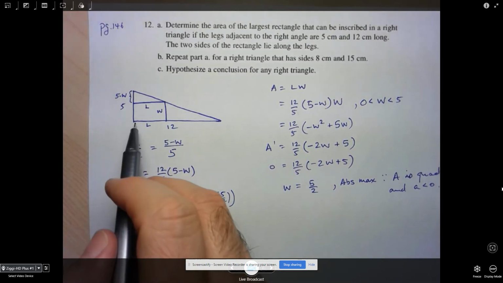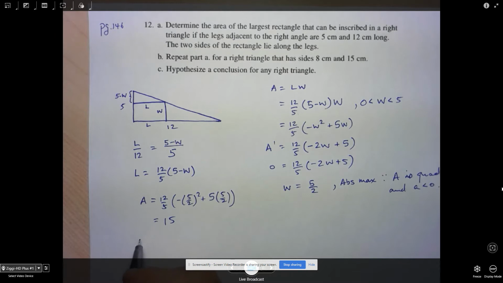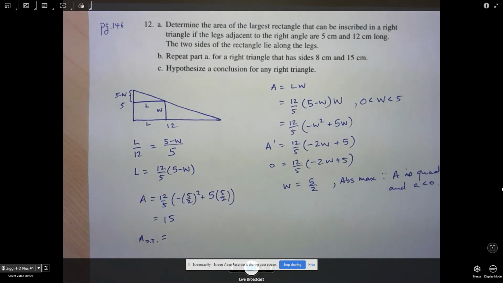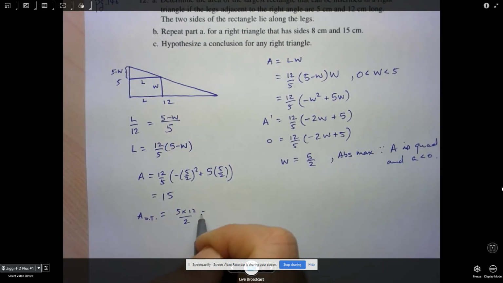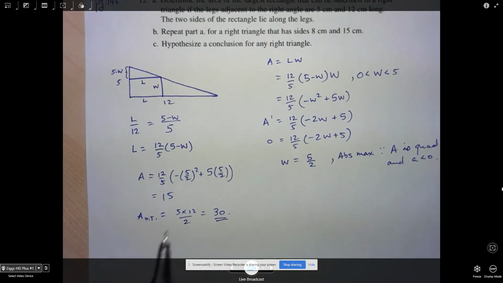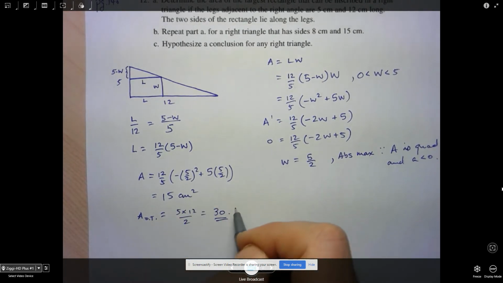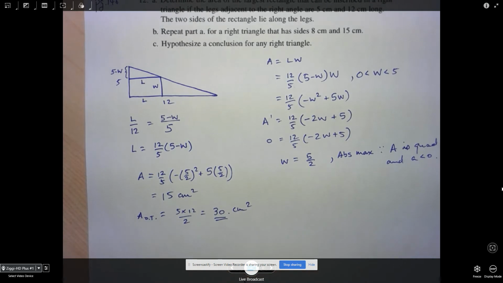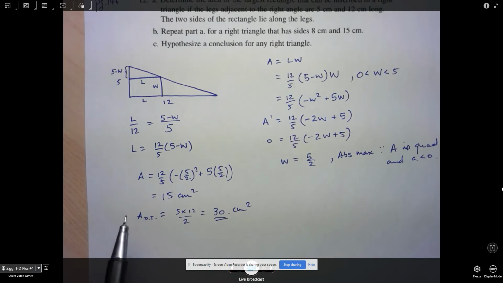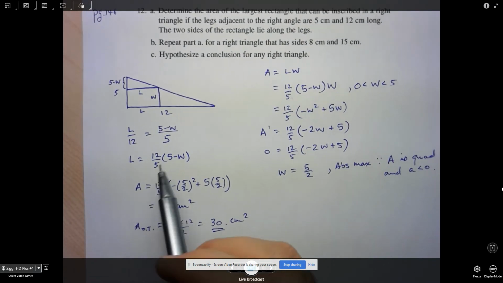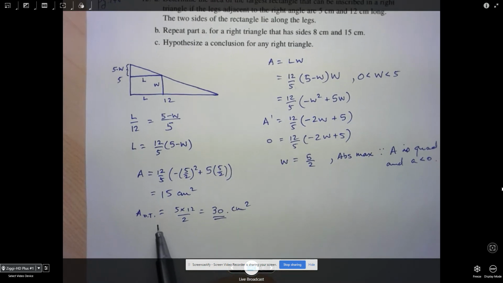Why don't I compare it to the area of the original triangle? So if I take the original triangle, well, what do we have? We have 5 times 12 divided by 2, and this 60 over 2 is equal to 30. Okay, and by the way, this is centimeters squared, and I see here that the area of this rectangle is exactly half the area of the original triangle. Okay, interesting. I suspect if you do part B, you're going to see the exact same thing happening.